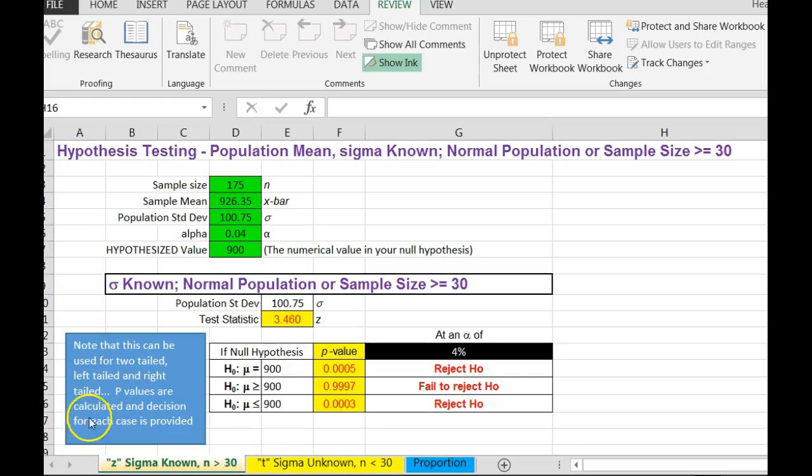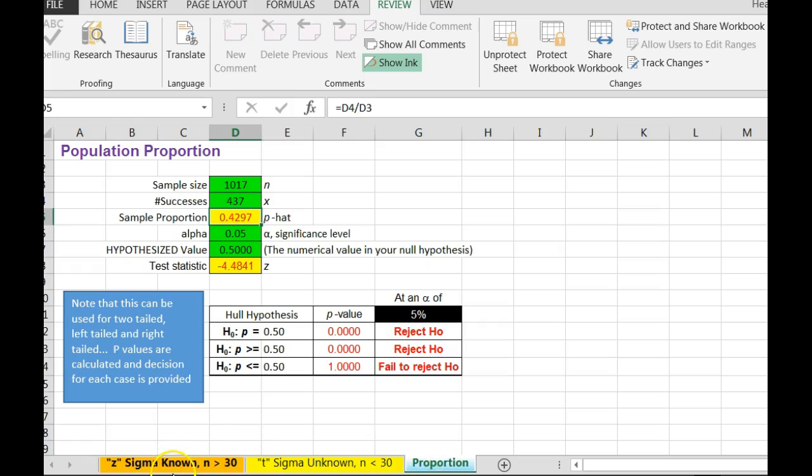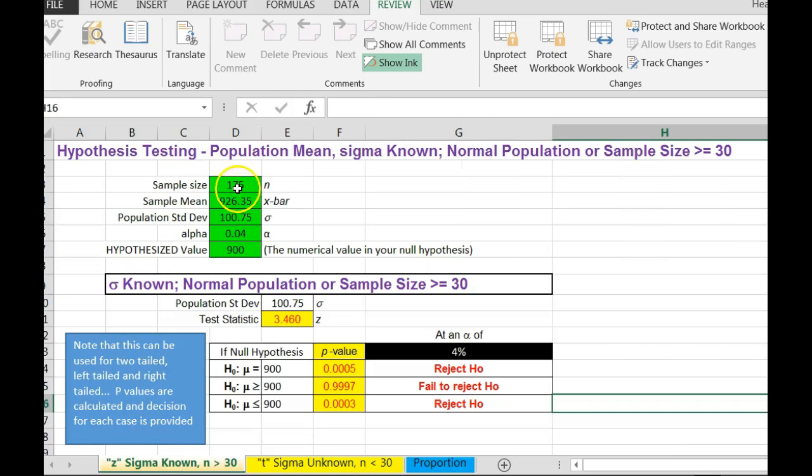Let's do this one. So first of all, down here I want to make sure that I have the Z, sigma known, n greater than 30. Not this one, not this one, but this one. So I enter my sample size. It was 175. I enter my sample mean, 926.35. Only enter in green cells. Don't mess with anything else. Population standard deviation. I enter alpha. I enter the hypothesized value.